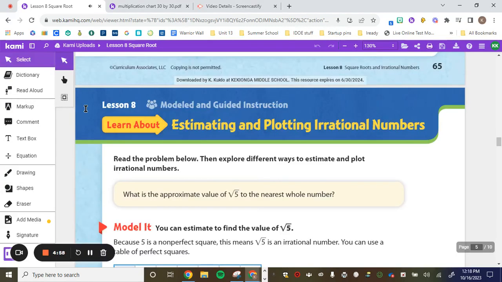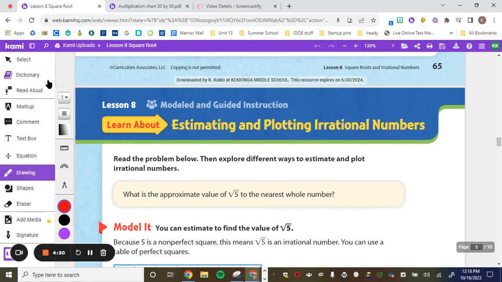So I had some technical difficulties. Hopefully that was not a bad transition. I had to give up on Screencastify, it crashed, and go with Loom. So now we're on page 67. And now we're talking about estimating and plotting irrational numbers.